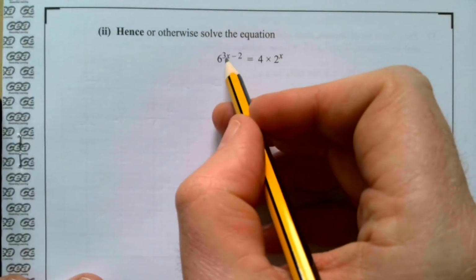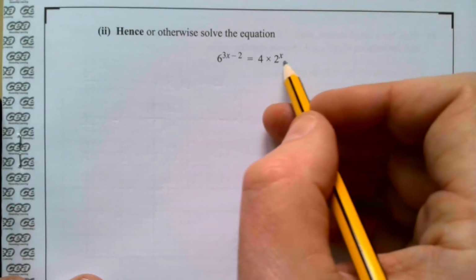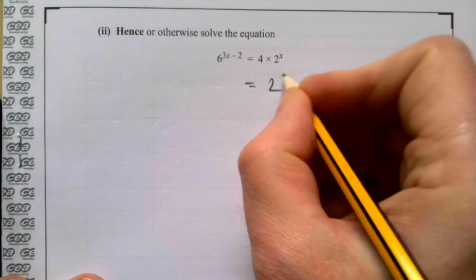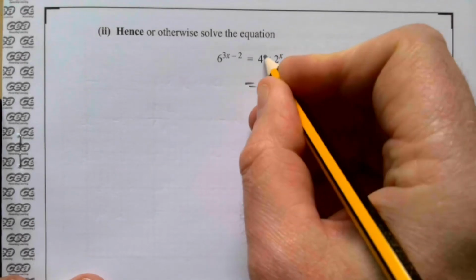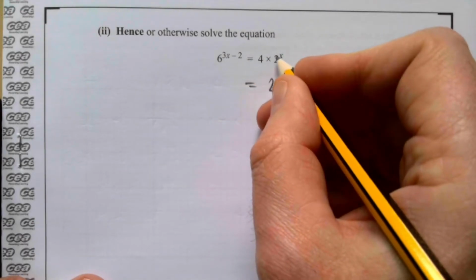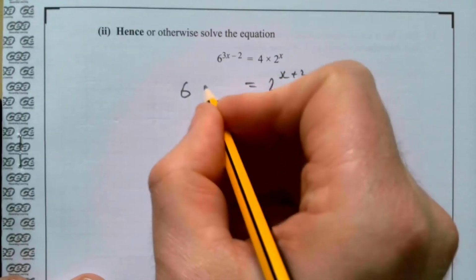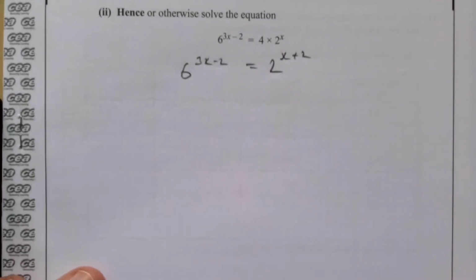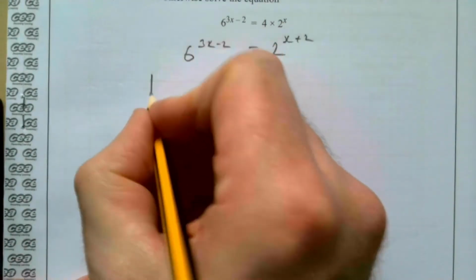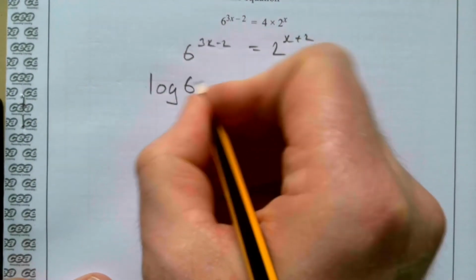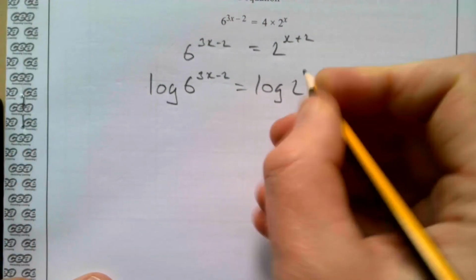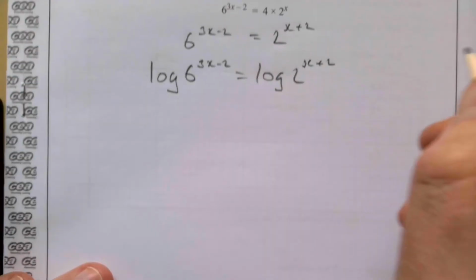Part 2. Hence or otherwise solve the equation 3x is 2. That's the same as 2 to the power of x plus 2 from what we worked out earlier. Then we can have 6 to the power of 3x minus 2. And this is a reasonably standard log question from here. So we take logs of both sides. So it's log 6 to the power of 3x minus 2 equals log 2 to the power of x plus 2.